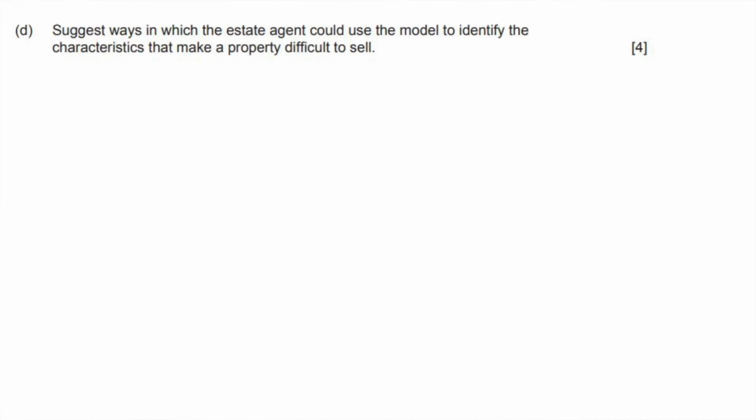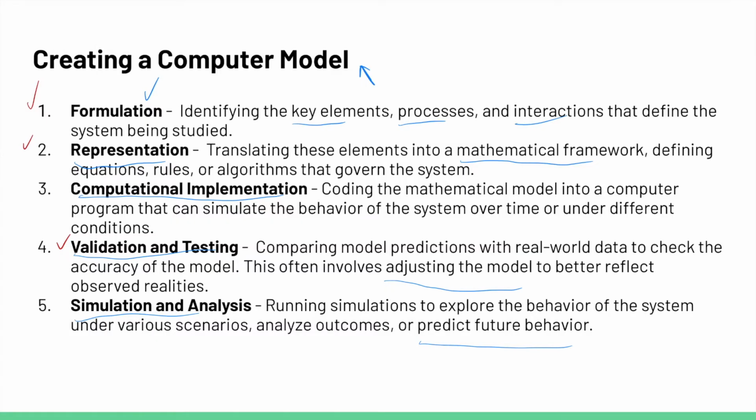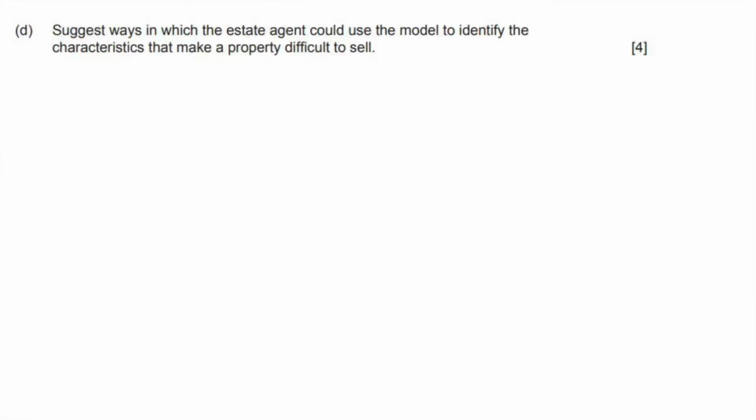And our last question is: suggest ways in which the estate agent could use the model to identify the characteristics that make a property difficult to sell. So how could we actually take this model and use it to gain some insight? I think that this actually does correspond to the fifth step, which is really analysis. So you can use a model. This step basically is talking about how we can use a model to explore the behavior of a system, analyze outcomes, and predict future behavior. And that prediction of future behavior is really what we're doing right here. So how could we use this model?